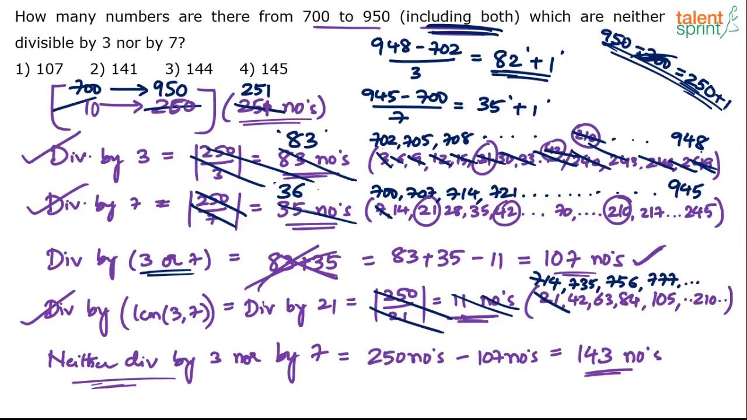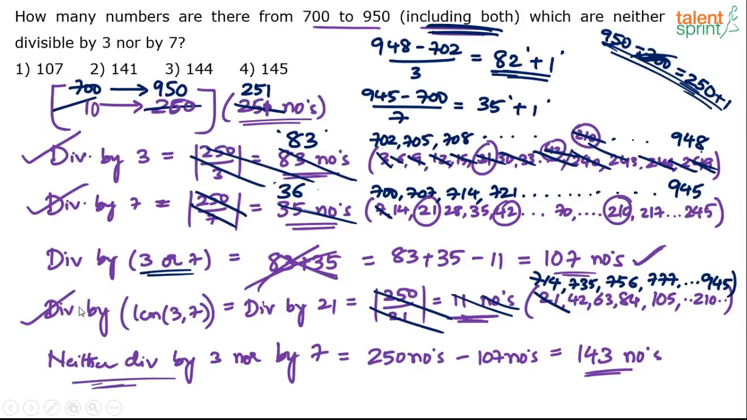840 plus 105 is 945. Yeah, I think 945 will be the last multiple of 21. You're getting it? Now you count. How do you count? Same process. 945 minus 714 divided by 21.